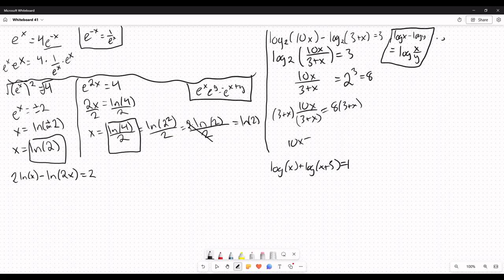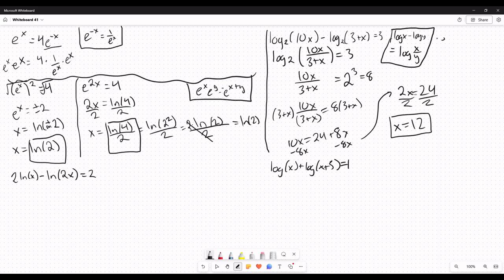We get 10x equals 24 plus 8x. I can subtract 8x from both sides. We get that 2x equals 24. Last but not least, we divide by 2 to get x equals 12.